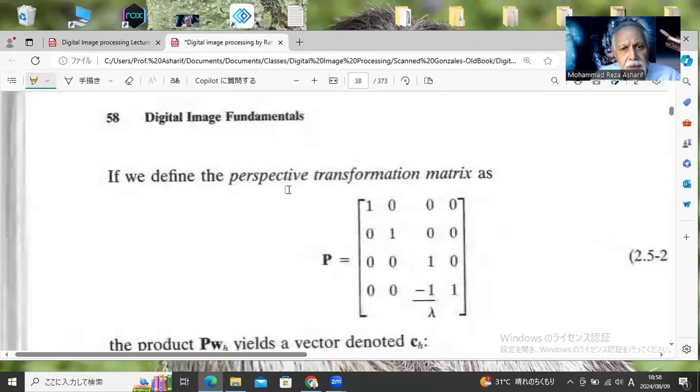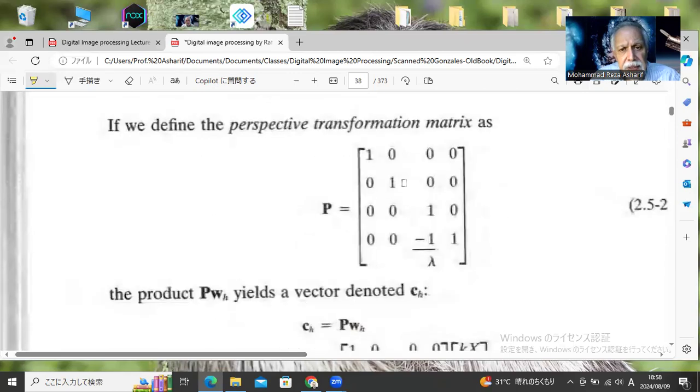Now, if we define the perspective transformation matrix as this, multiplying P, this is 1, 0, 0, 0, 0, 1, this, and so this is a 4 by 4 perspective transformation matrix we define like this, and in the last section is 0, 0, and only 1 over lambda, minus 1 over lambda, and 1.